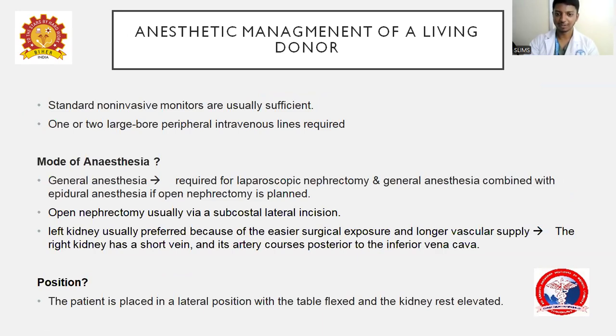Open nephrectomy is usually via a subcostal lateral incision. The left kidney is usually preferred because of the easier surgical exposure and longer vascular supply. The right kidney, which has a short vein and its artery courses posterior to the inferior vena cava, is less preferred. The patient is positioned in a lateral position with table flexed and the kidney rest elevated.